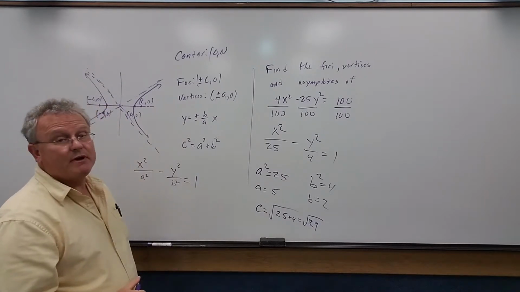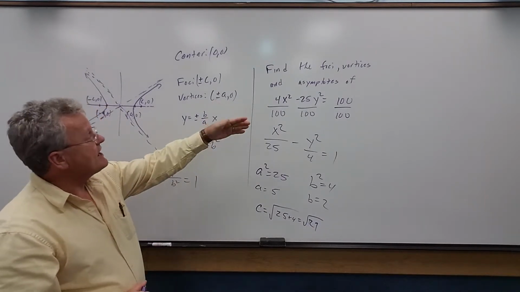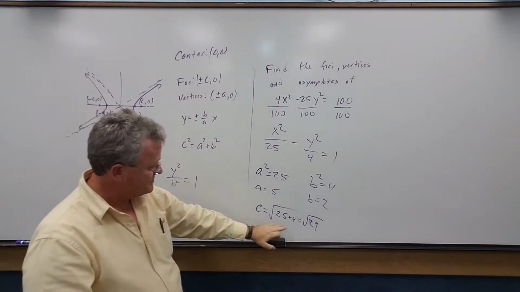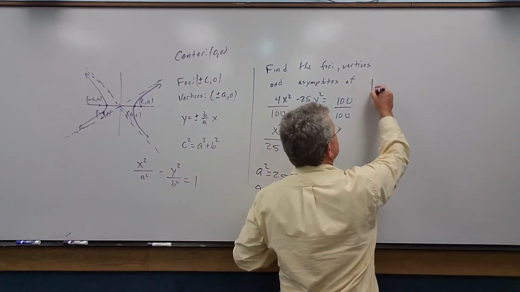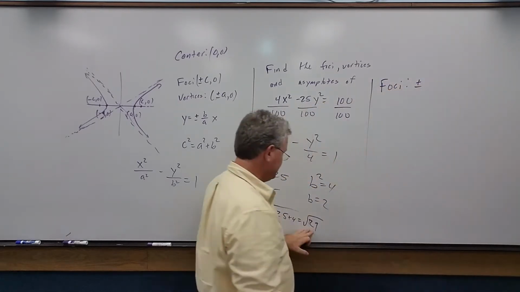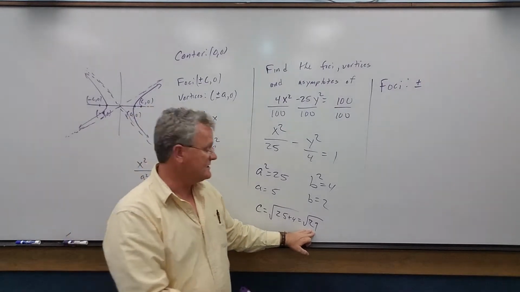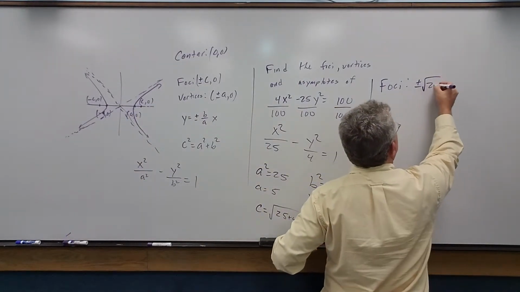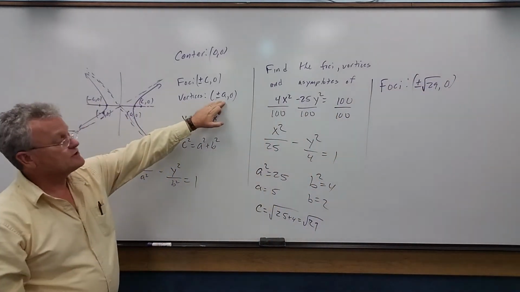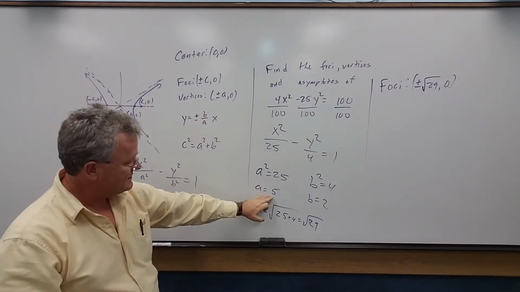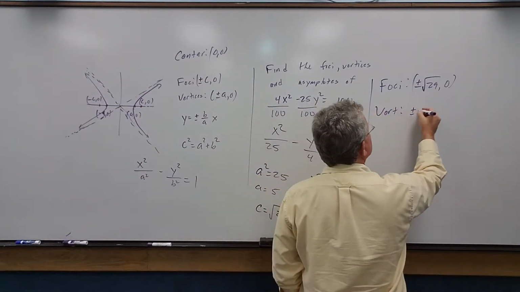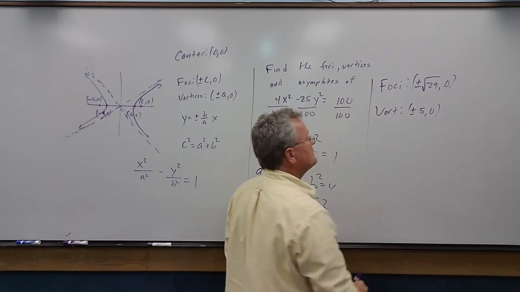So now we can find our foci. Our foci are plus and minus c comma 0. Here's our c value. So the foci are at plus and minus the square root of 29 comma 0. Where are the vertices? They're at plus and minus a. a is 5, so the vertices are at plus and minus 5 comma 0.